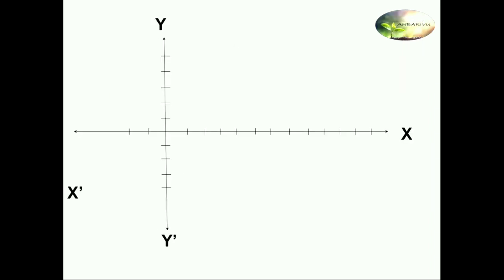Let me plot the points on the graph. Our first equation point is 1 comma minus 1. We need to see 1 on the x-axis and minus 1 on the y-axis. The intersecting point is 1 comma minus 1. Then the second point, minus 1 comma minus 4. We need to see minus 1 on the x-axis, minus 4 on the y-axis. Now we plotted, join the points.